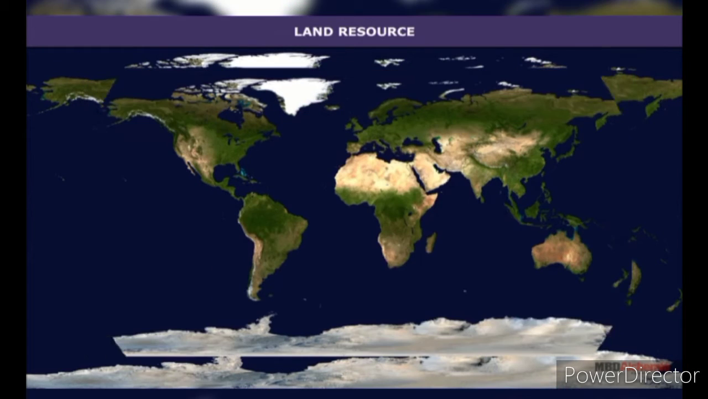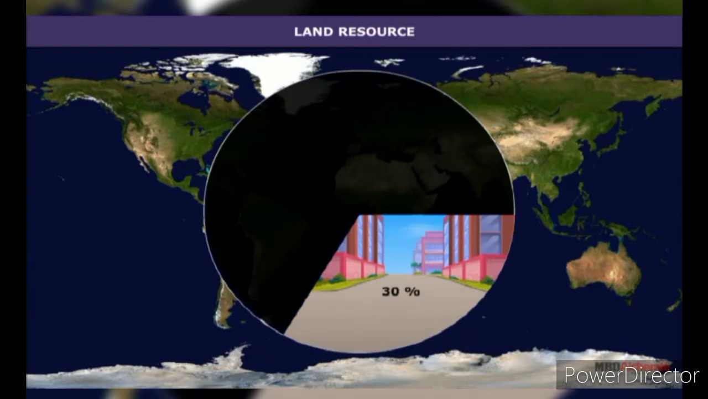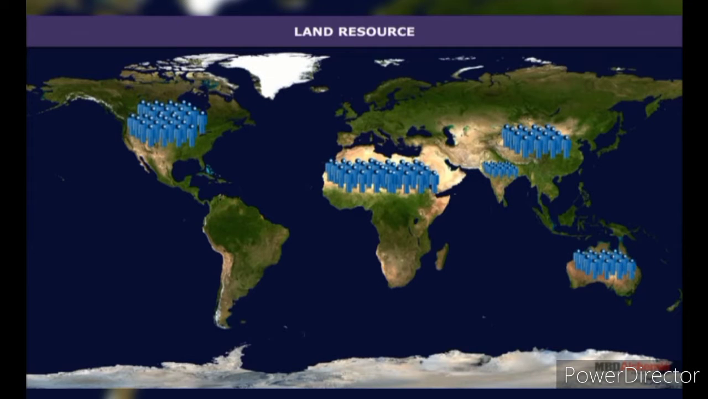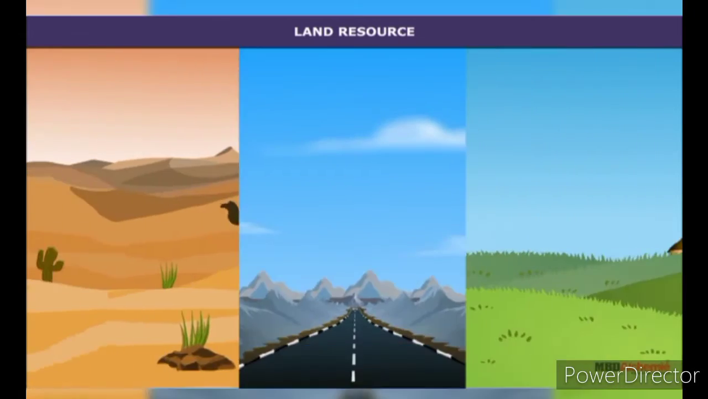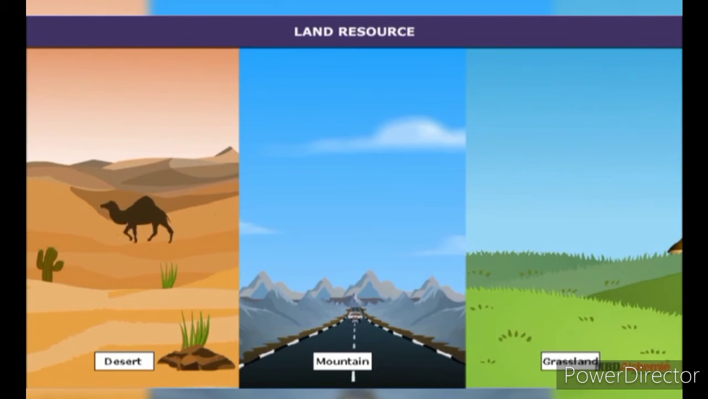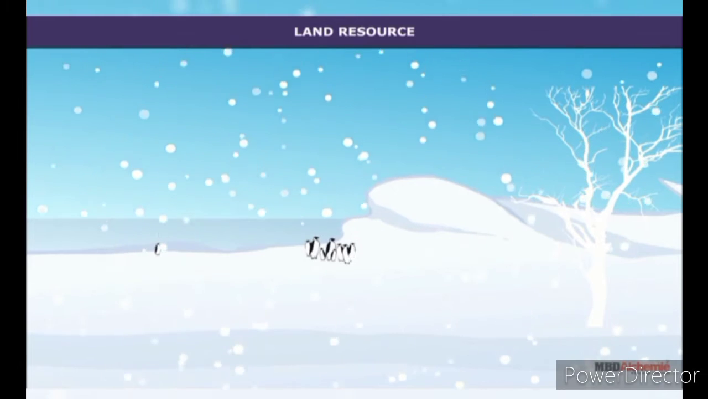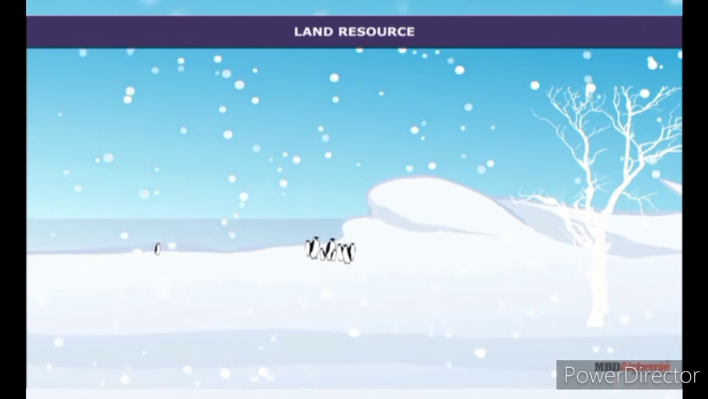Land constitutes only about 30% of the total area of the earth. The entire human population of more than 6 billion people live today on land. Of this total population, 90% people live on 30% of the land area. The remaining 10% also live on land, but in inhospitable parts like deserts, mountains, grasslands, and in extremely cold areas. These areas are sparsely populated.